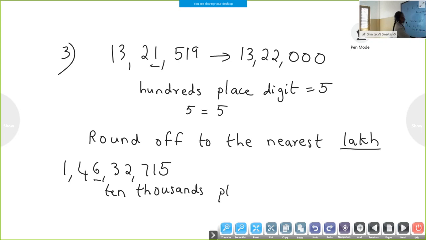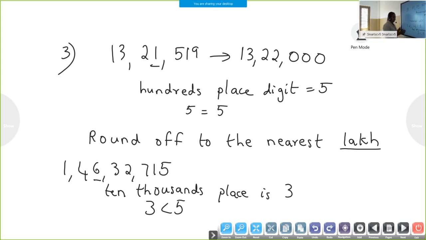10,000s place. Which is the digit? Sorry, it is 3. In the 10,000s place, it is 3. Okay. Now we have to follow the same rule. If this 3 is less than 5, no need to do anything to the digit in the lakhs place.